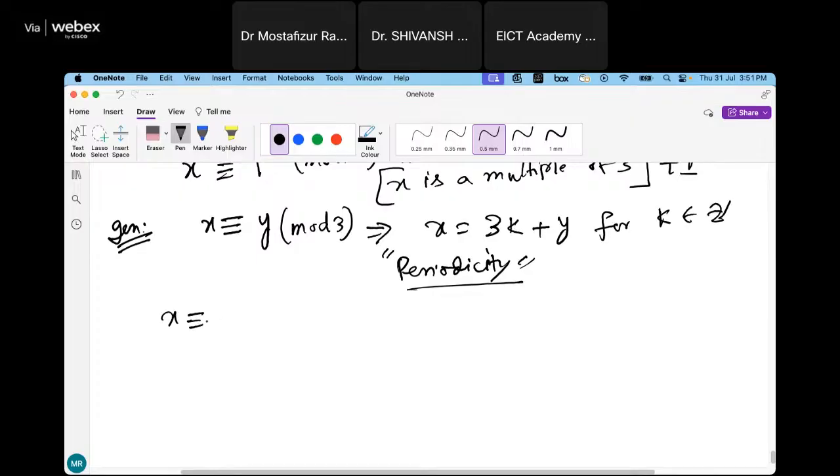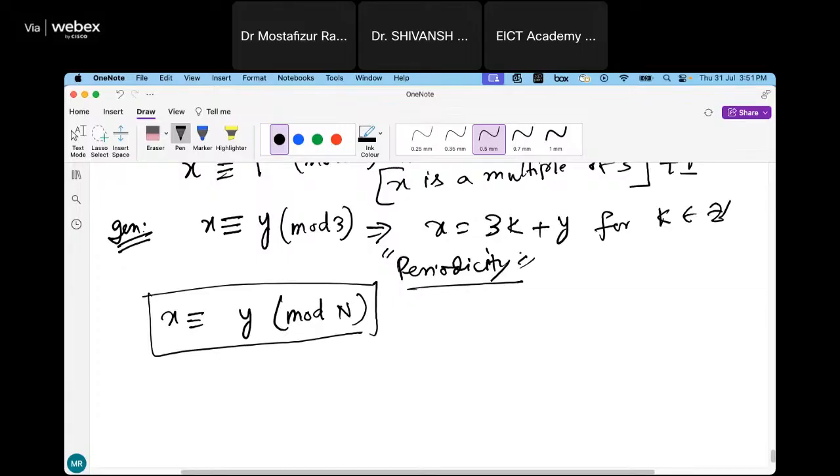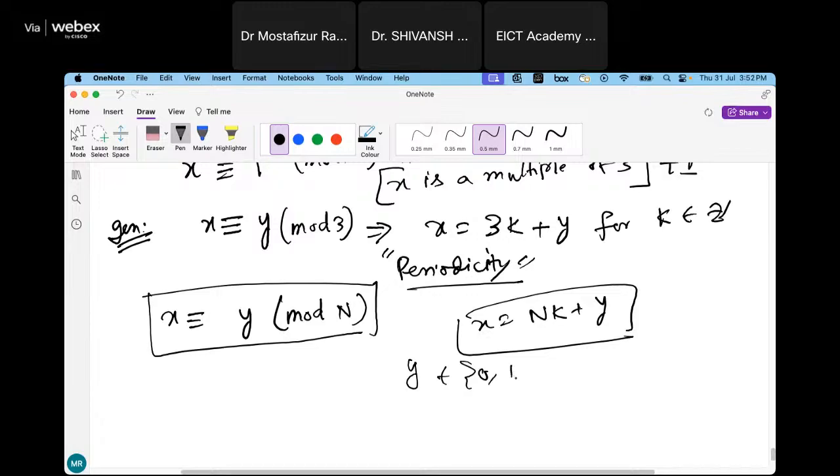Now if you represent x equals y modulo n, that means you have a series of numbers y from 0 to n minus 1, right? So you can write x equals nk plus y in this particular way. For the particular case of modulo 3, the series of numbers y can be 0, 1, or 2. The remainder can be 0, 1, or 2. So this is how we write things in the modular representation of numbers, right?